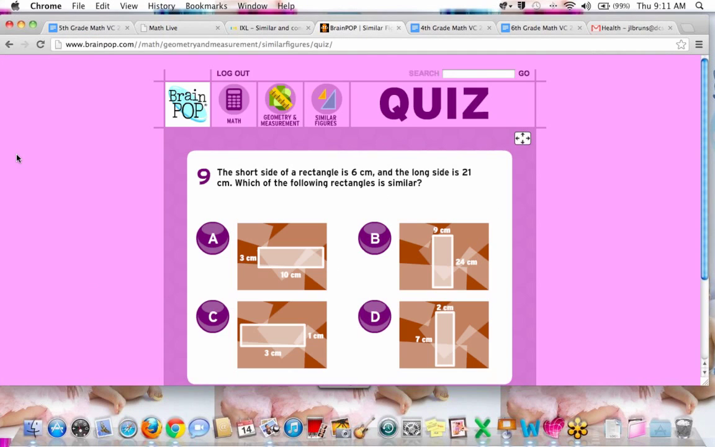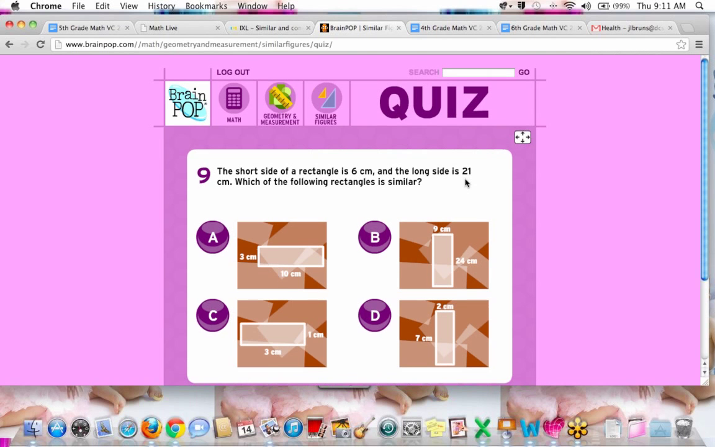Okay. The short side of the rectangle is 6 centimeters and the long side is 21 centimeters. Which of the following rectangles is similar? Okay, so we're looking for something that is similar here, and we have the proportion of one side is 6 and the long side is 21. So let's look.